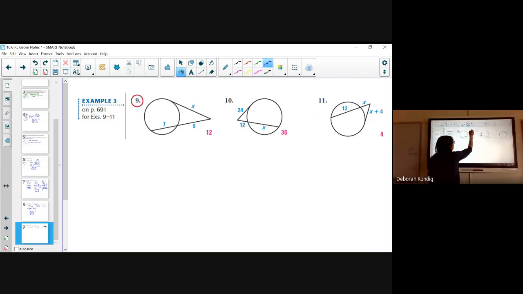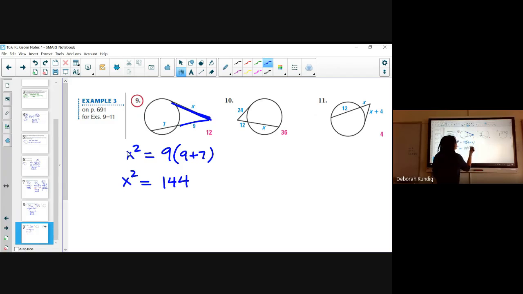So when this x is on the outside, I know it's going to be x squared is equal to 9 times 16. So let's try it. So x squared, because it's a tangent, there's no two parts. So it's x squared is equal to the outer piece times the whole, 9 plus 7. All right, so 9 plus 7 is 16. 9 times 16 is 144. This one actually works out because I don't have that bx term, that middle term. So I can take the square root of both sides and x is equal to 12.